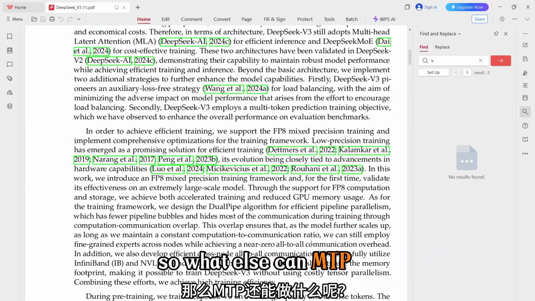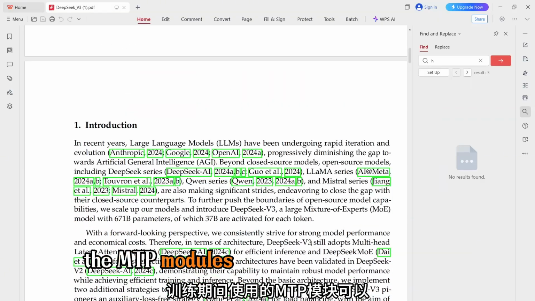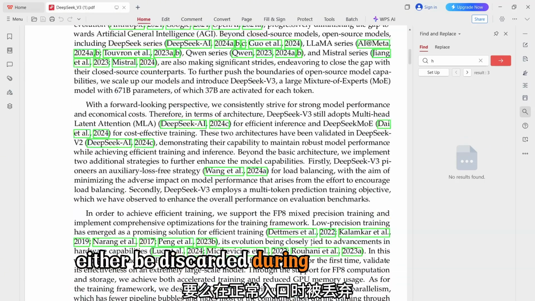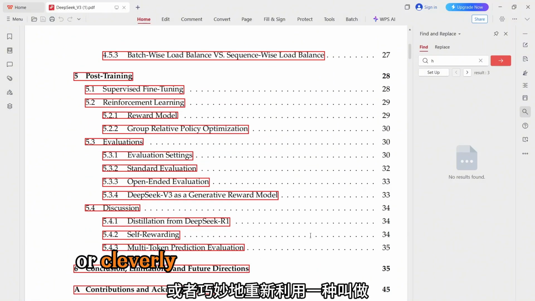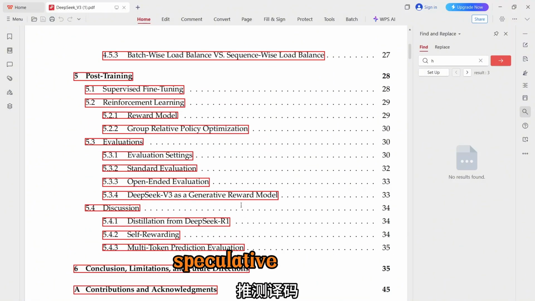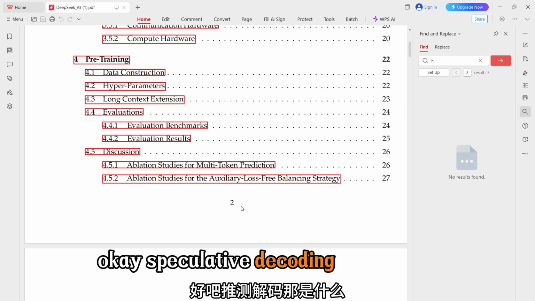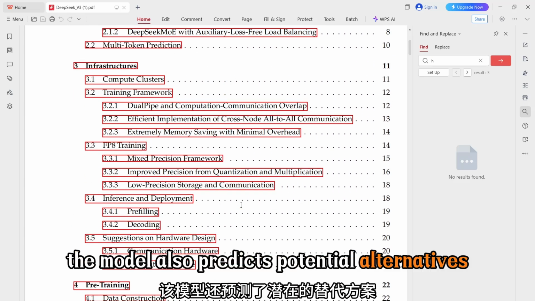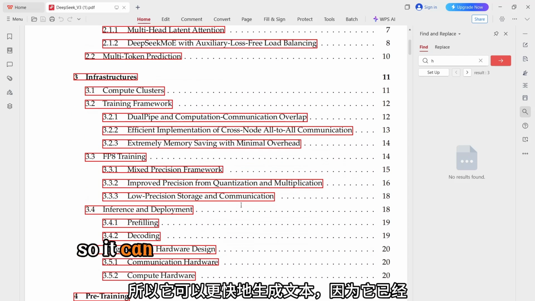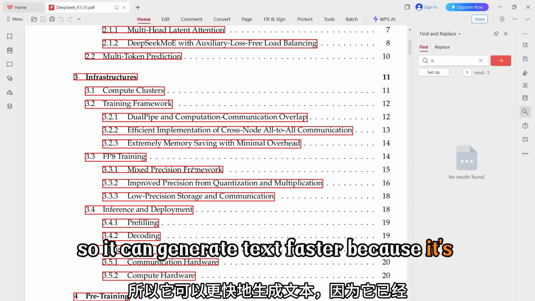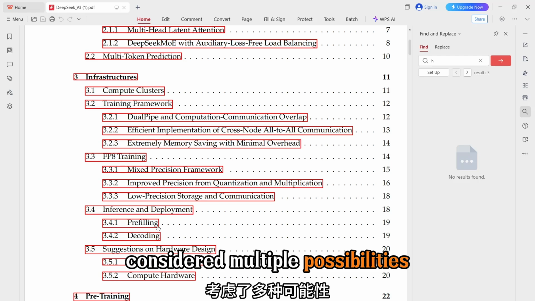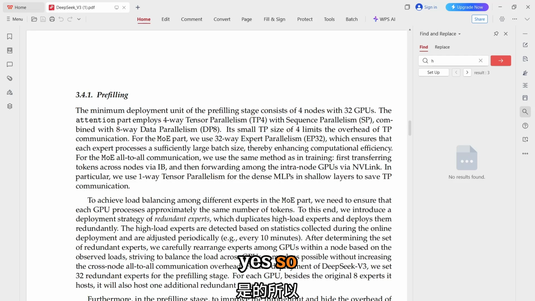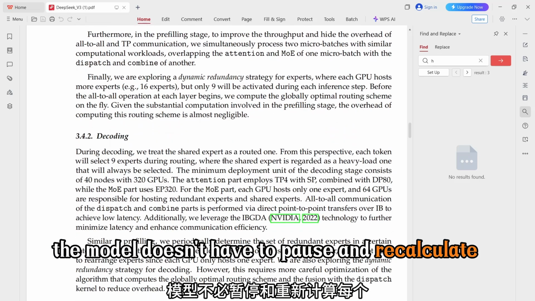So what else can MTP do? The MTP modules used during training can either be discarded during normal inference, or cleverly repurposed for something called speculative decoding. Speculative decoding, what's that? Instead of just predicting the next token, the model also predicts potential alternatives that might follow. Oh, wow. So it can generate text faster because it's already considered multiple possibilities, like having a backup plan ready to go. Yes, so the model doesn't have to pause and recalculate every time.